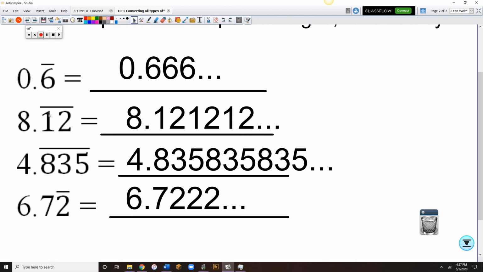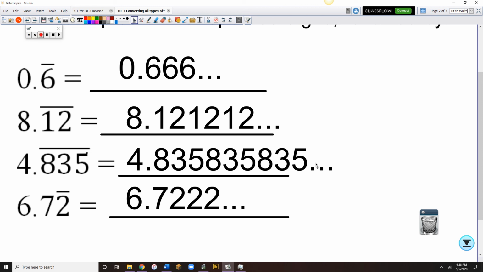So 8.12 with the bar could be expressed as 8.121212... And 4.835 repeating: if I write 4.835835835..., that means the same thing.